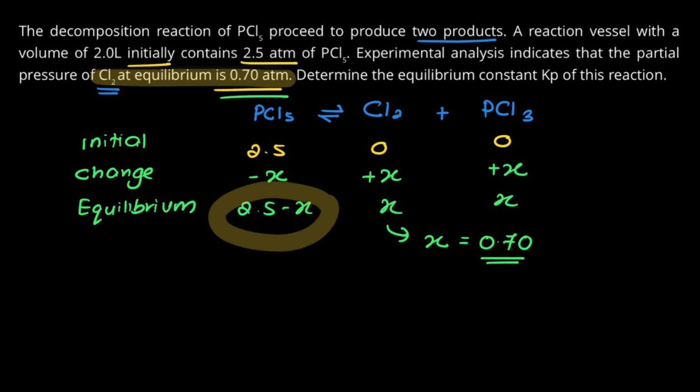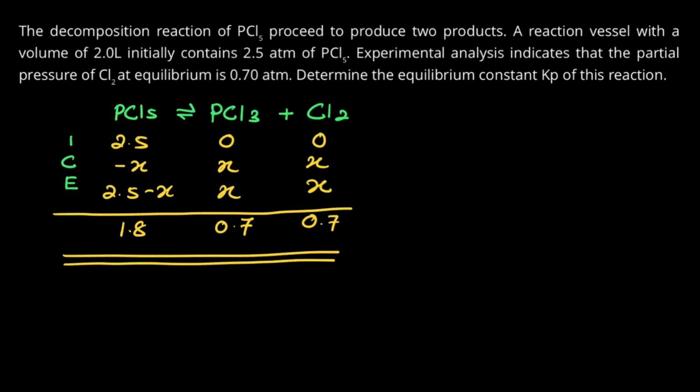Since we know that X is equivalent to 0.7, we are going to calculate the value for this. 2.5 minus 0.7, you should get 1.8. In other words, at equilibrium, PCl5 will be 1.8, Cl2 will be 0.7, and PCl3 will be 0.7 as well. Since we already know the partial pressure of each component, we can naturally find the Kp for this reaction.